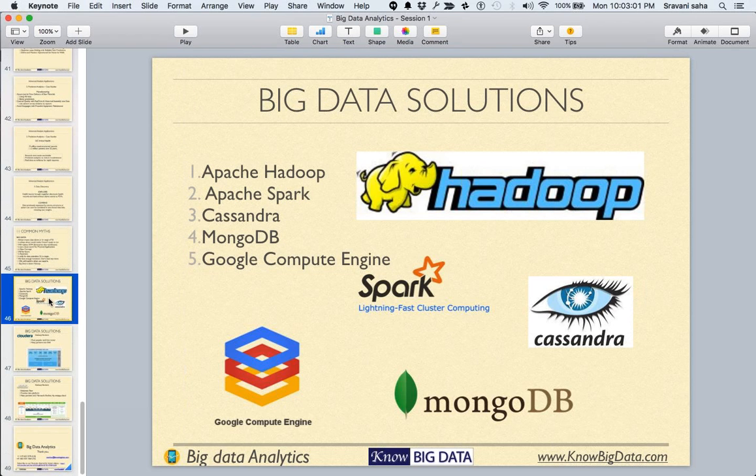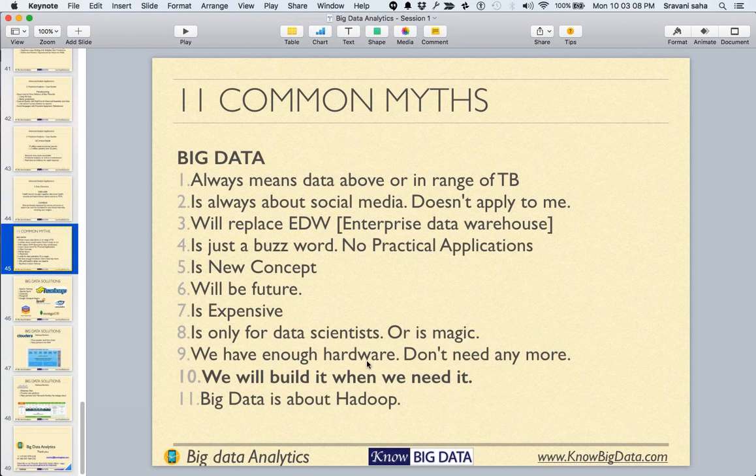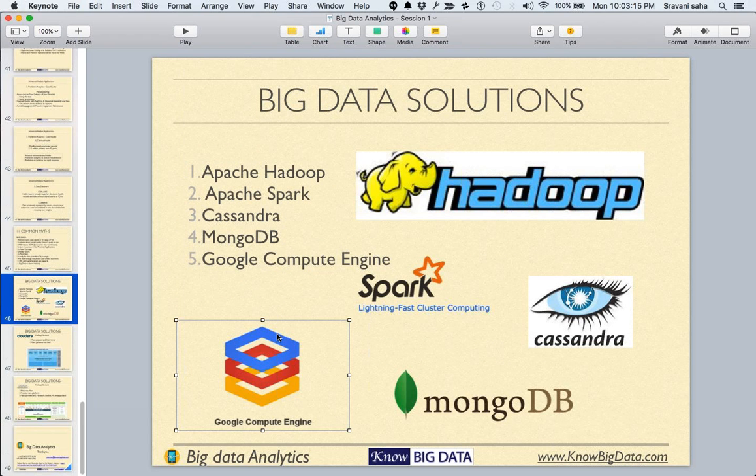I did not cover slides 41 to 45. That's a general slide. The 45th one is the big data myths, and these are the common myths you will get to hear. And the big data solutions I was talking about.